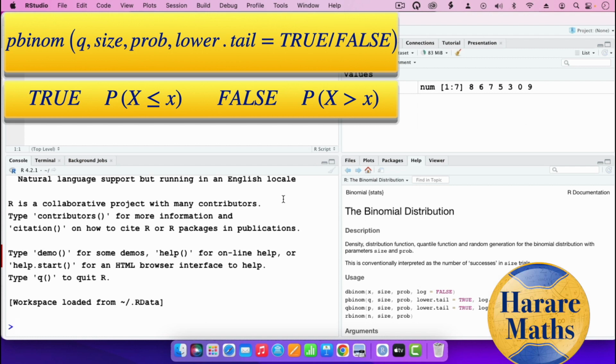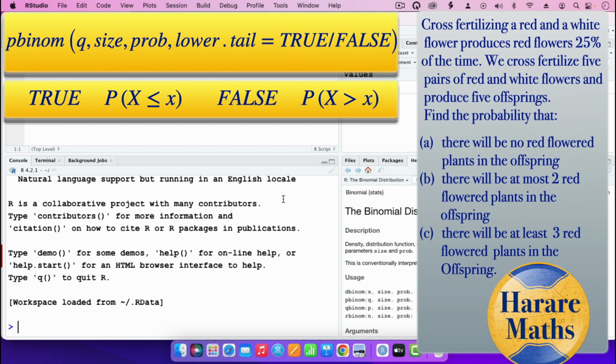In this tutorial, I'm going to use the example appearing on the right. It says cross-fertilizing a red and white flower produces red flowers 25% of the time. We cross-fertilize 5 pairs of red and white flowers and produce 5 offspring. The question is to find the probability that A, there will be no red flower plants in the offspring; B, there will be at most 2 red flower plants in the offspring; and C, there will be at least 3 red flower plants in the offspring.